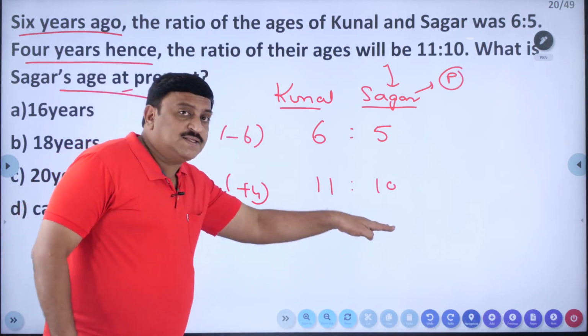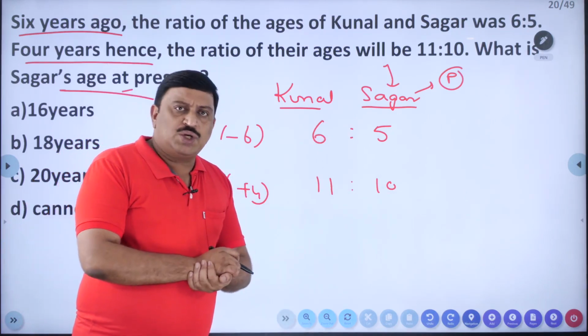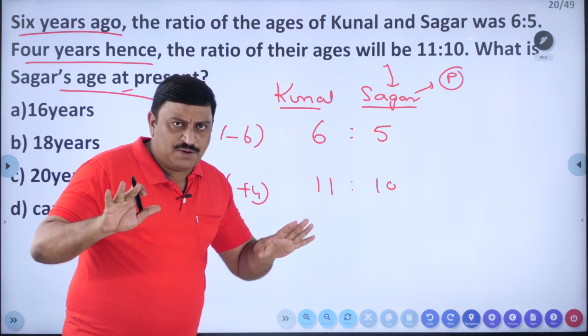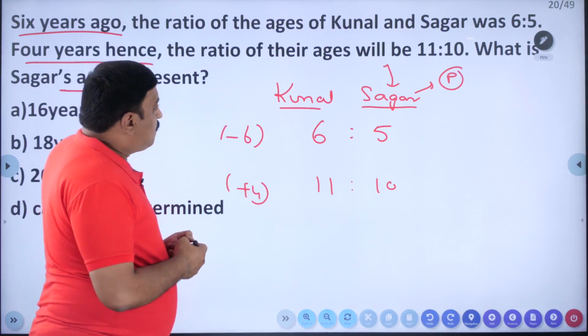If we know the age 4 years after, we'll go back 4 years and get the answer, the present age of Sagar. That's not a big issue, is it? Right. So let us start here.